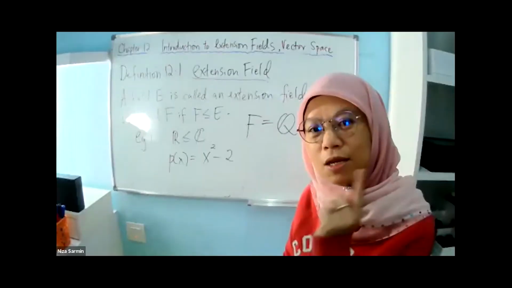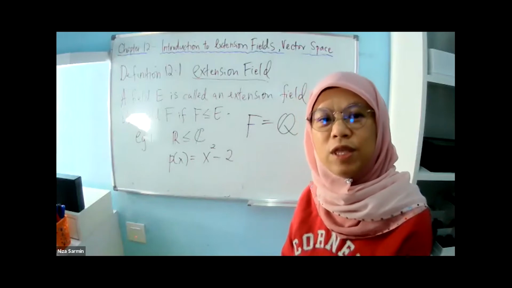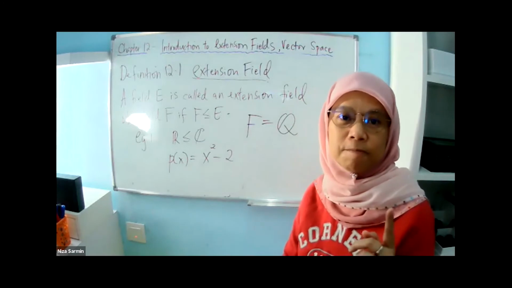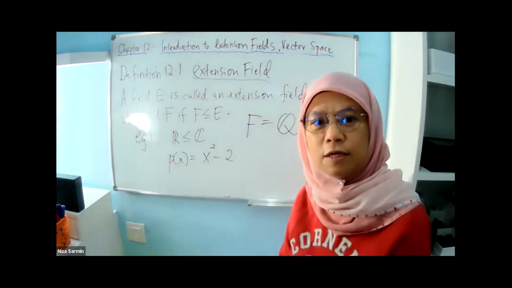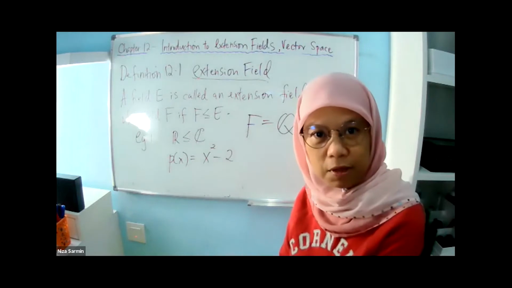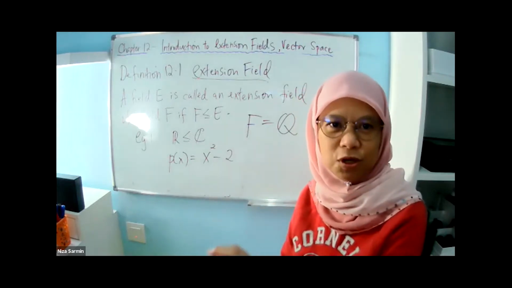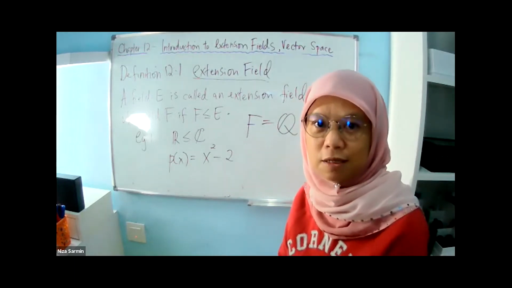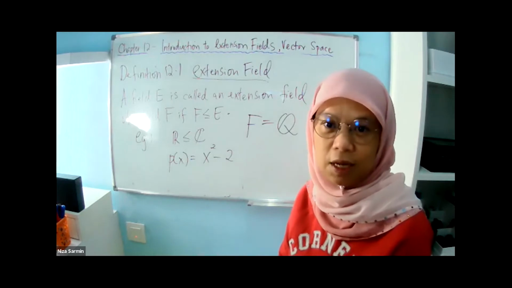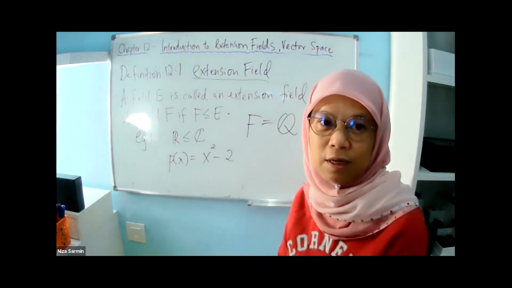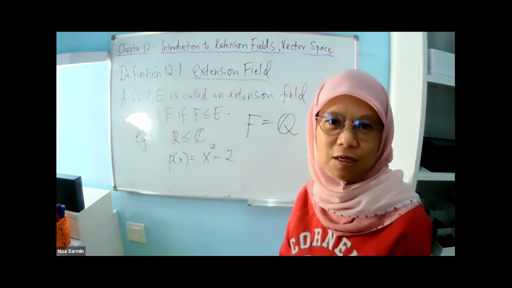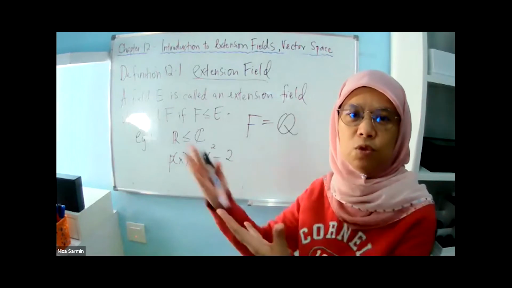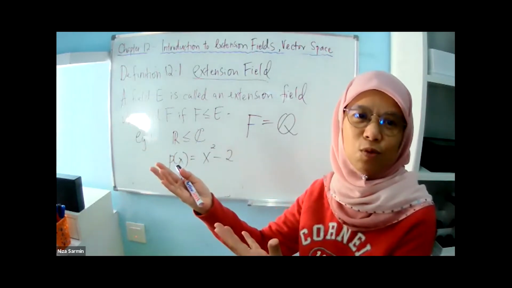Okay. A commutative ring with unity. Unity is the identity under multiplication. Such that every non-zero element, because zero cannot be a unit, is a unit, meaning every non-zero element in the set has an inverse under multiplication. So that's why the integers are not a field. Because like the number two, what do you want to multiply two with to get unity? One over two, which is not an integer.